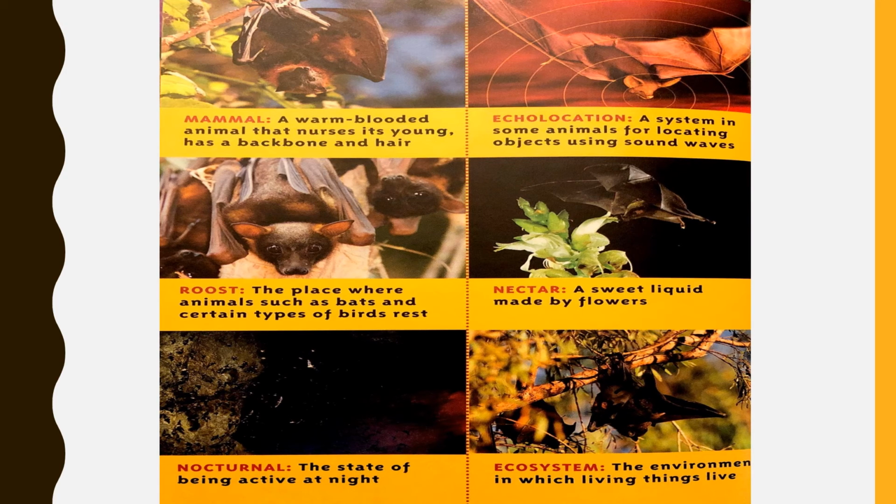Mammal, a warm-blooded animal that nurses its young, has a backbone and hair. Roost, the place where animals such as bats and certain types of birds rest. Nocturnal, the state of being active at night. Echolocation, a system in some animals for locating objects using sound waves. Nectar, a sweet liquid made by flowers. Ecosystem, the environment in which living things live.